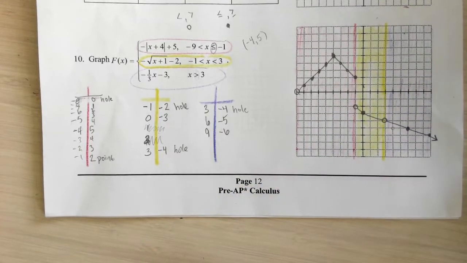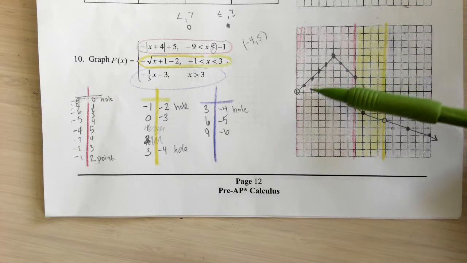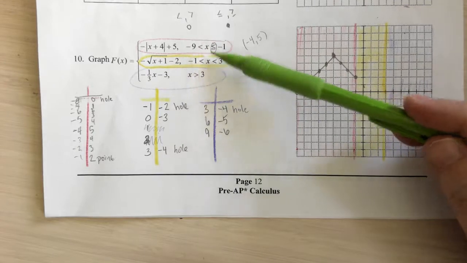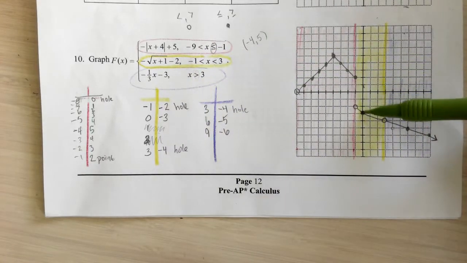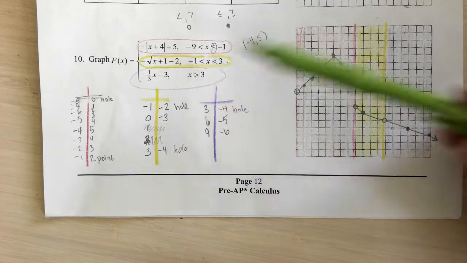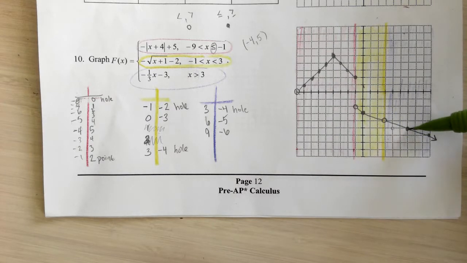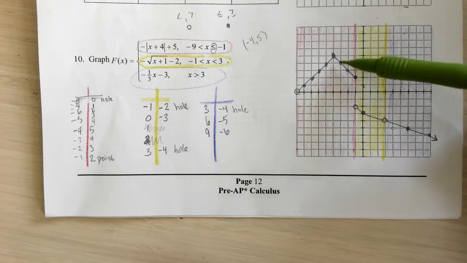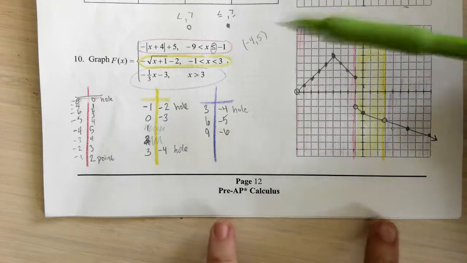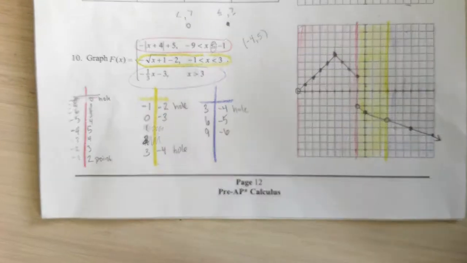This will be your graph. So this graph is made up of 3 sections. An absolute value section that's cut off between negative 9 and negative 1. A square root section that's cut off between negative 1 and 3. Then a linear function that lasts from 3 to infinity. And these 3 pieces together create this big, huge piecewise function.